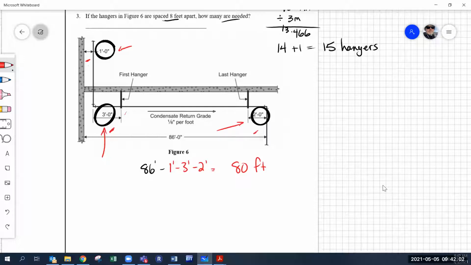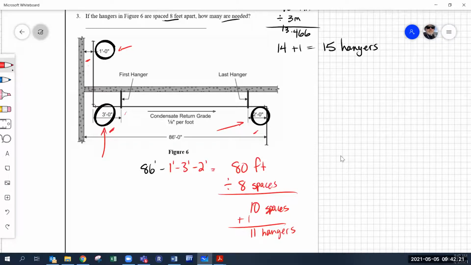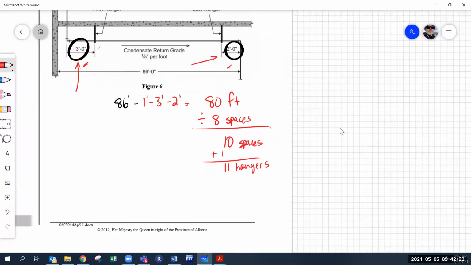So now they're spaced 8 feet apart. We come out to 10 spaces or 10 hangers, and we always add 1, 11 hangers. Not too bad.